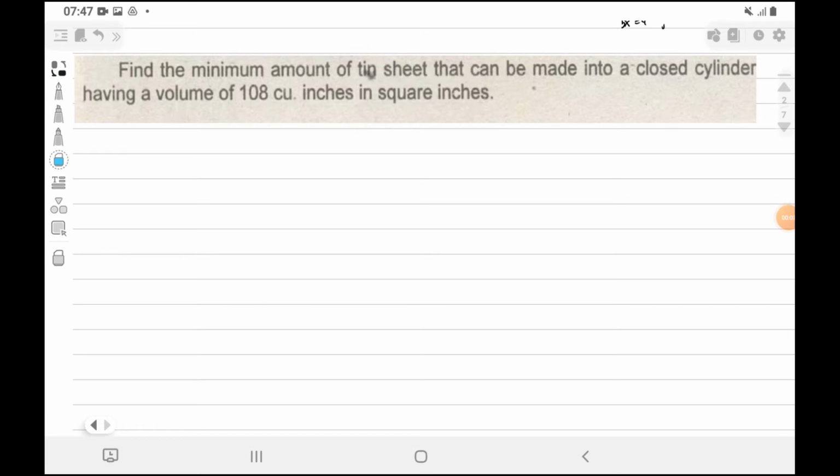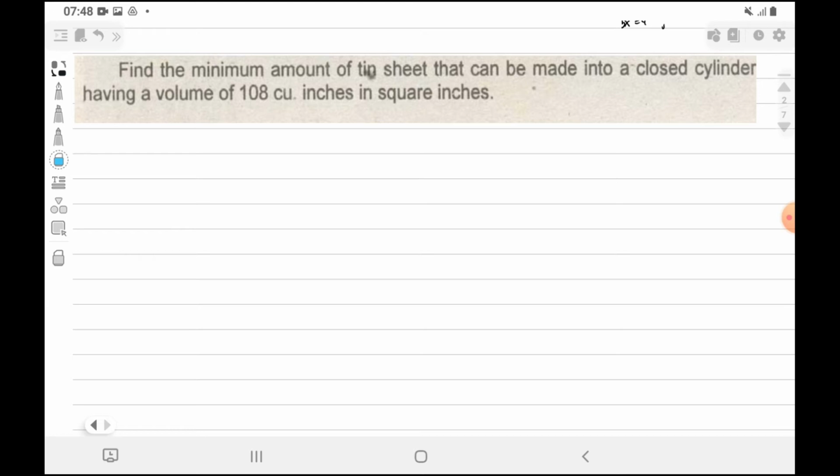Okay. So let's have this example. Find the amount of tin sheet that can be made into a closed cylinder having a volume of 108 cubic inches, in square inches.